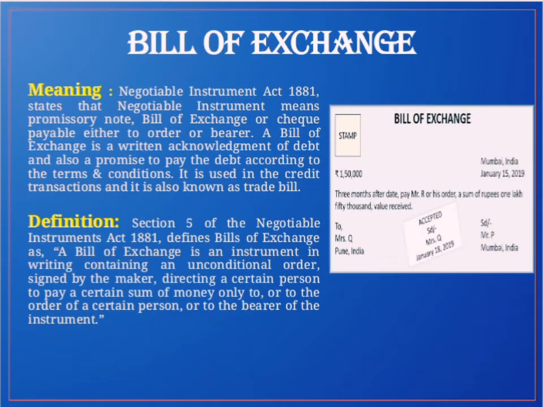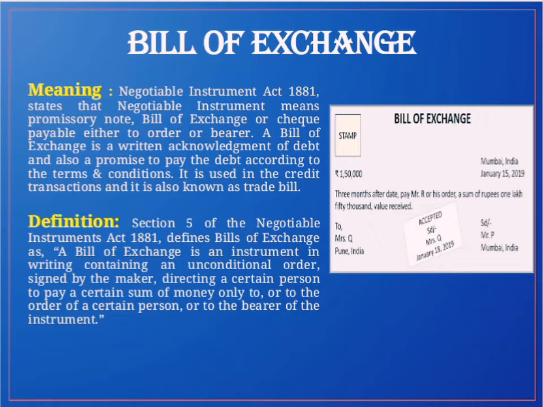Now we will see the meaning of Bill of Exchange. The Negotiable Instruments Act 1881 states that negotiable instrument means promissory note, bill of exchange or cheque payable either to order or bearer. A bill of exchange is a written acknowledgement of debt and also a promise to pay the debt according to the terms and conditions. It is used in credit transactions and it is also known as trade bill.